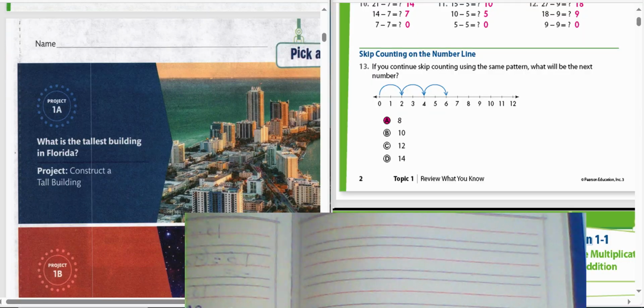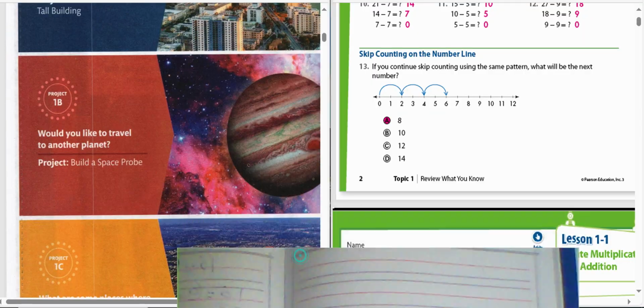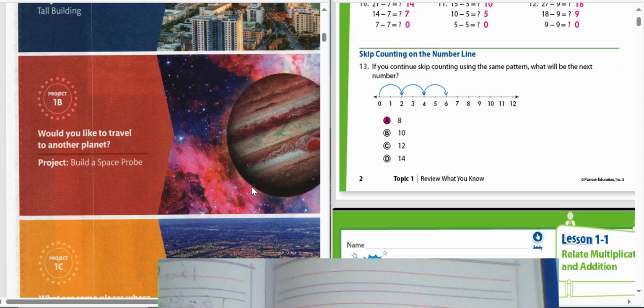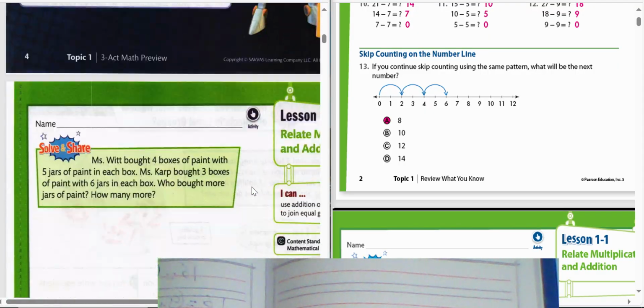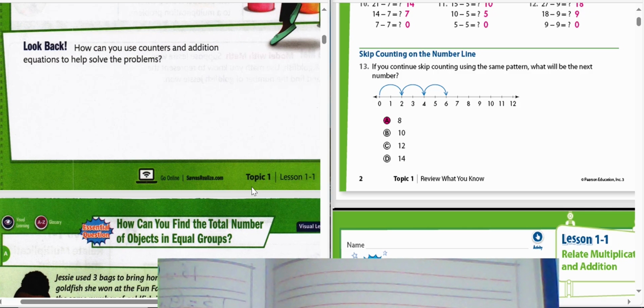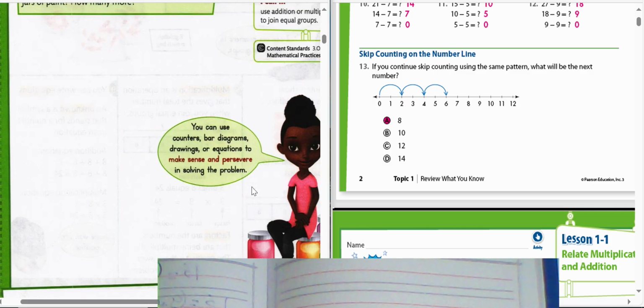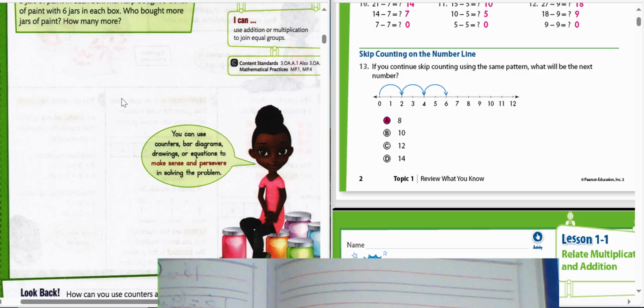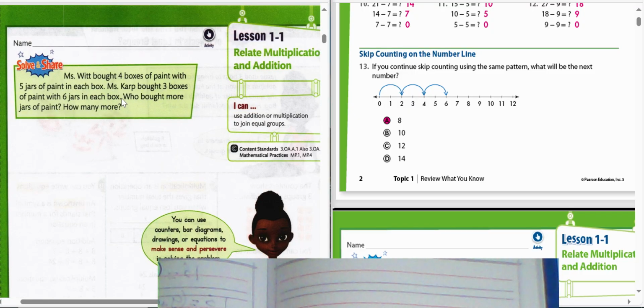Okay, now we will ask you about multiplication and division. This page was review. Open with me this page. And this question asks about, on this page, lesson number 1, relate multiplication and addition. Miss Wheat put 4 boxes of paint with 5 jars of paint in each box. Miss Carp put 3 boxes of paint with 6 jars in each box. Who put more jars of paint? How many more? We can find the difference.